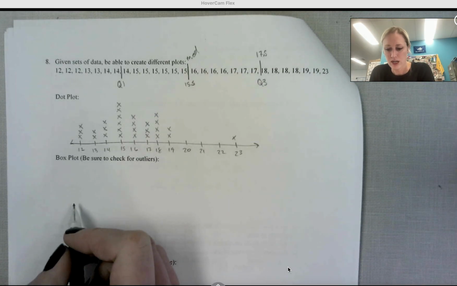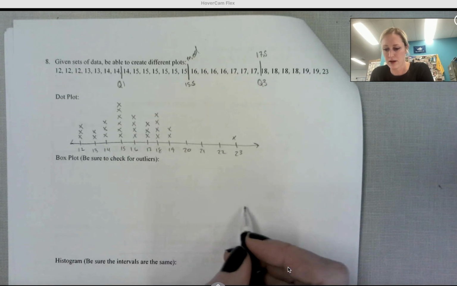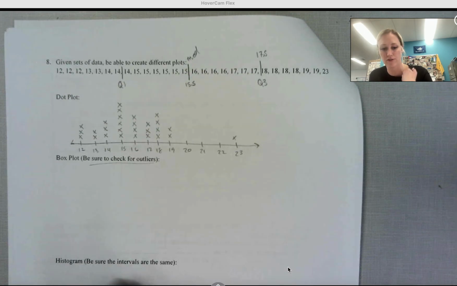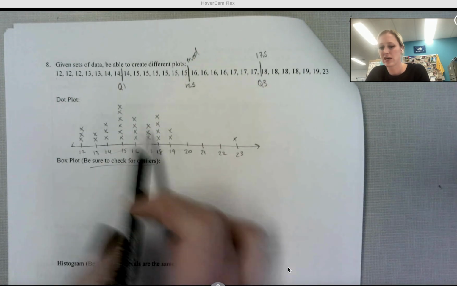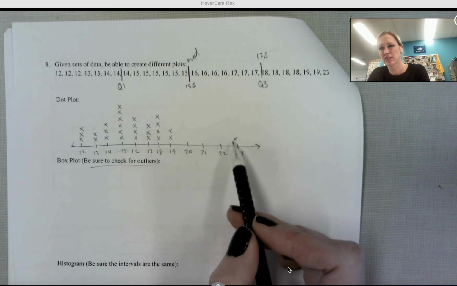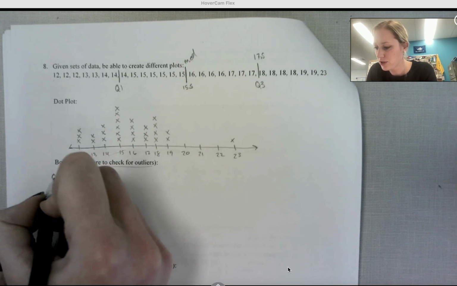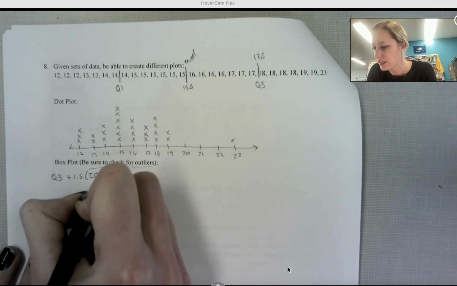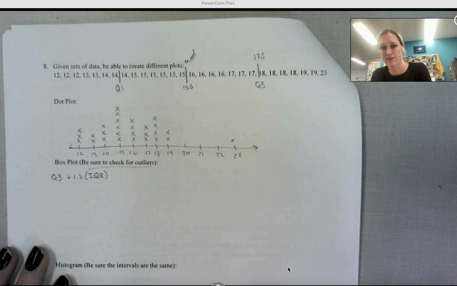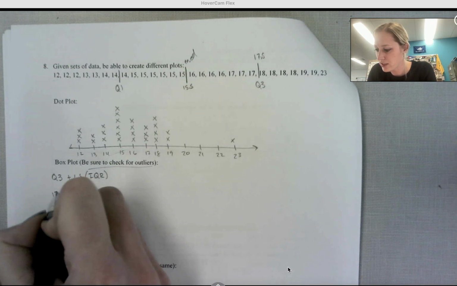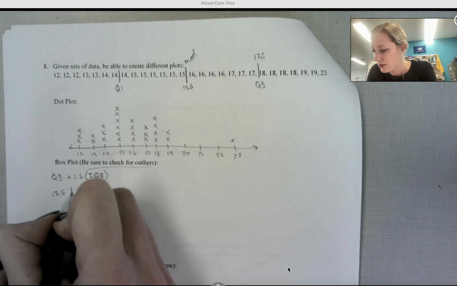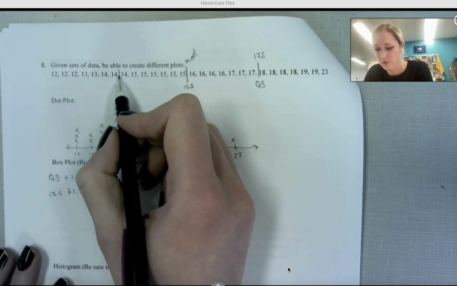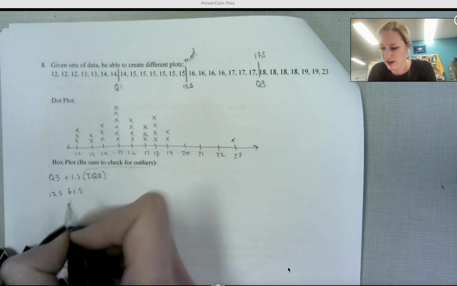So again, we have from 12 to 23, but notice this says be sure to check for outliers. So just by looking at the dot plot, it looks like 23 maybe is an outlier, so let's check. So we're going to do Q3 plus 1.5 of IQR, right? I want to see, is 23 beyond that upper fence? So my Q3 was 17.5 plus 1.5 of the IQR. So if I did 17.5 minus 14, we get 3.5 as the IQR.